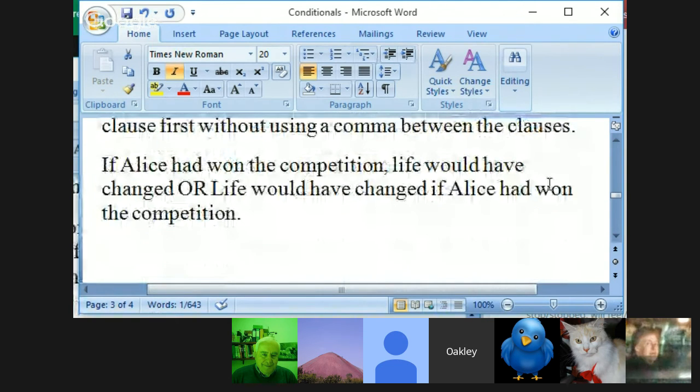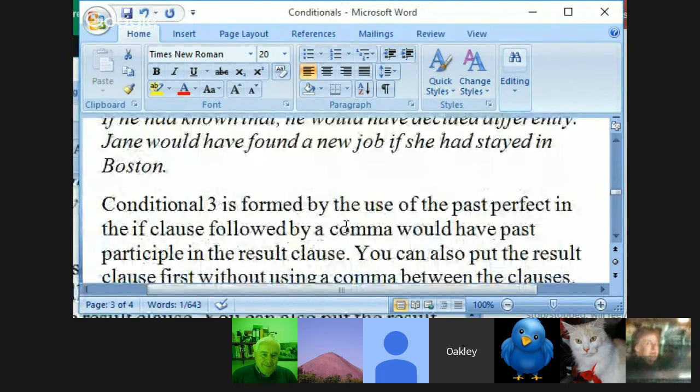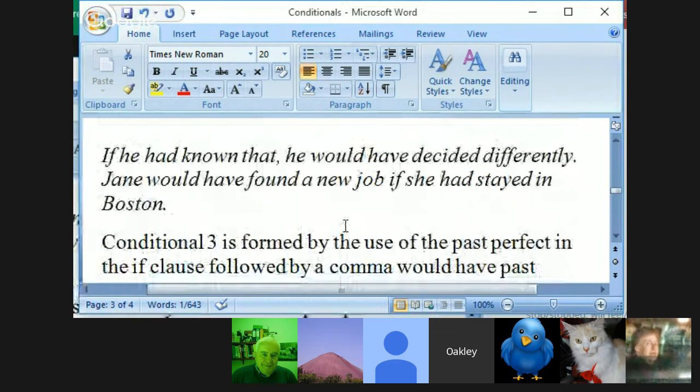Again, you can always put the result clause first. It's not a big deal. If Alice had won the competition, she didn't, but if she had, life would have changed. Or you can equally say it the other way around: life would have changed if Alice had won the competition. The only difference is the comma when the if clause is first. So that's it. The key to remembering these conditionals is really remembering the verb tenses.